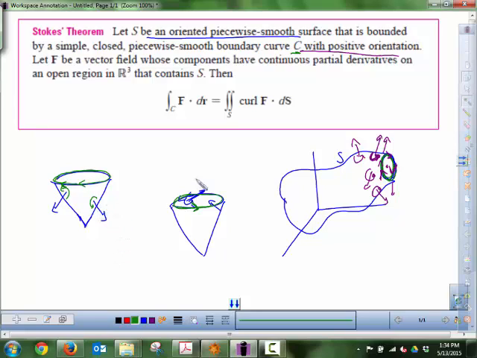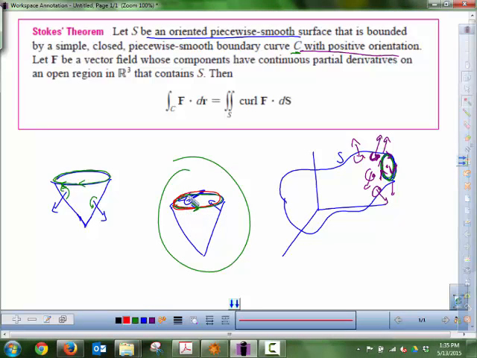Now, let's say we're looking at this example over here. If for some reason you can't parameterize your curve going in this specific direction, and the only way you can do it is to make it go the other way, then you can still use that parameterization. Just remember that's an orientation reversing parameterization, and throw a negative sign when you do your integral.